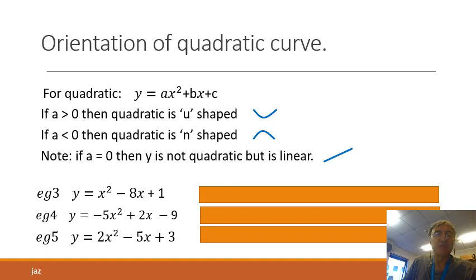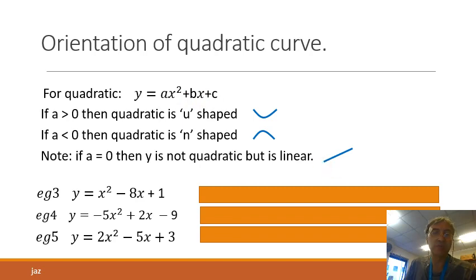So to summarize, the coefficient of x squared, if that is greater than 0, tells you they have a U-shaped curve or smiley curve. If the coefficient of x squared, the a, is smaller than 0, then you have an n-shaped or frowny shaped parabola. By the way, if a is 0, then we don't have a quadratic at all, because then we just get y equals bx plus c, which is linear.